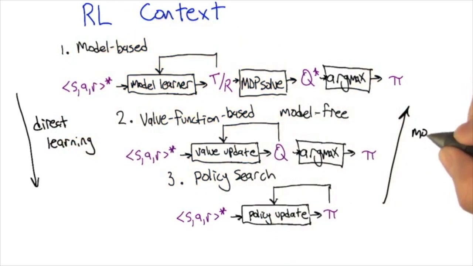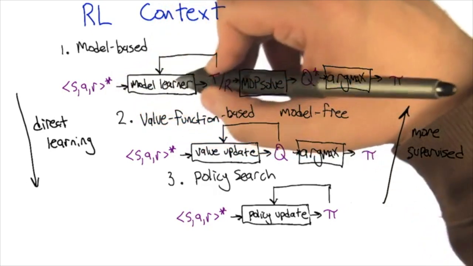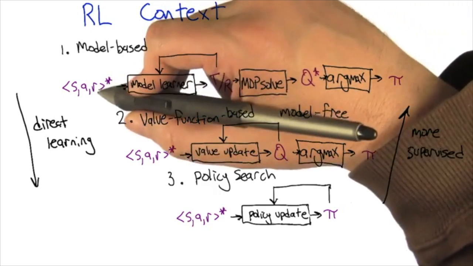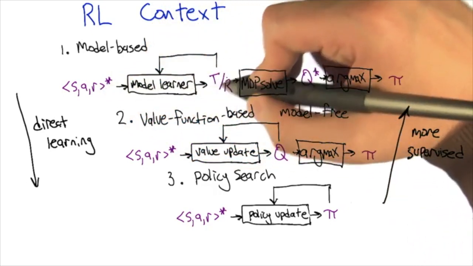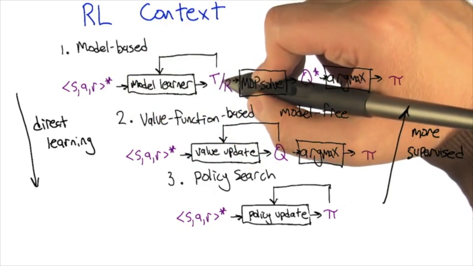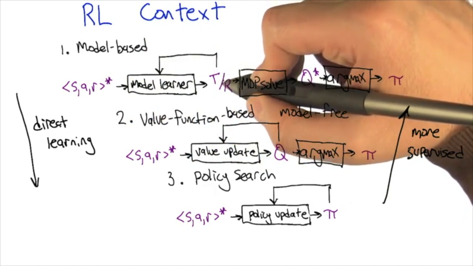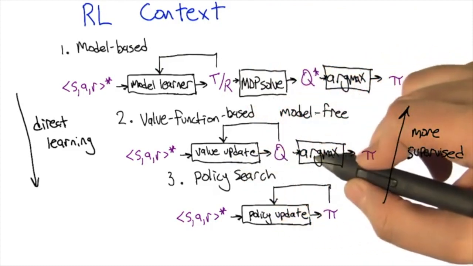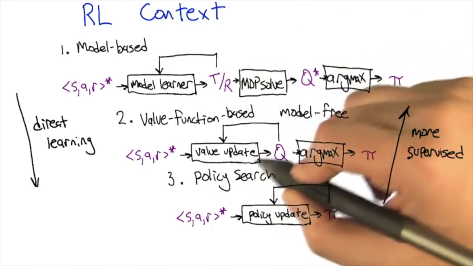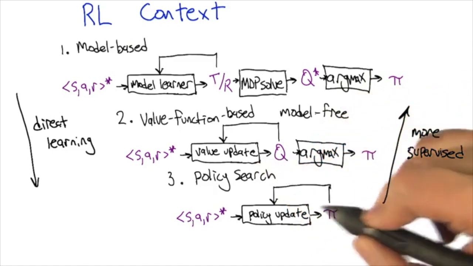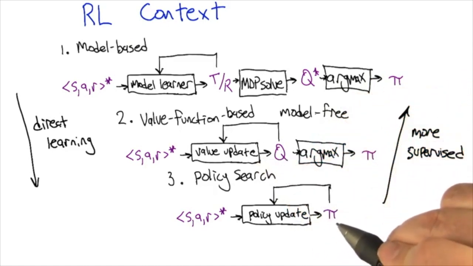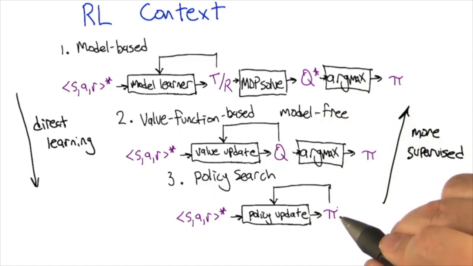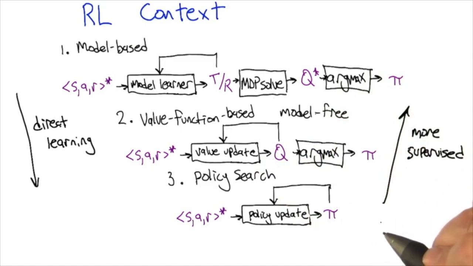And as we go up this way, the learning problems become more supervised in the sense that you can imagine learning to predict next states and next rewards from previous states and previous rewards to learn T and R pretty directly. It's basically a supervised learning problem. You get to see what the output's supposed to be. Here, you don't quite get to see what the output's supposed to be, but you do get values that you could imagine kind of propagating backwards. And here you get very little useful feedback in terms of how to change your policy to make it better.